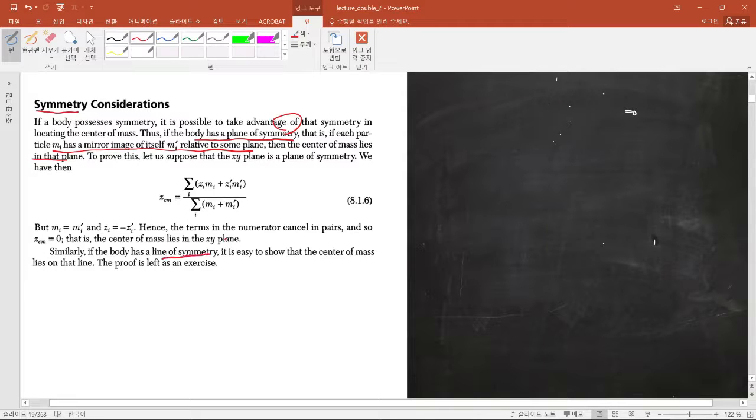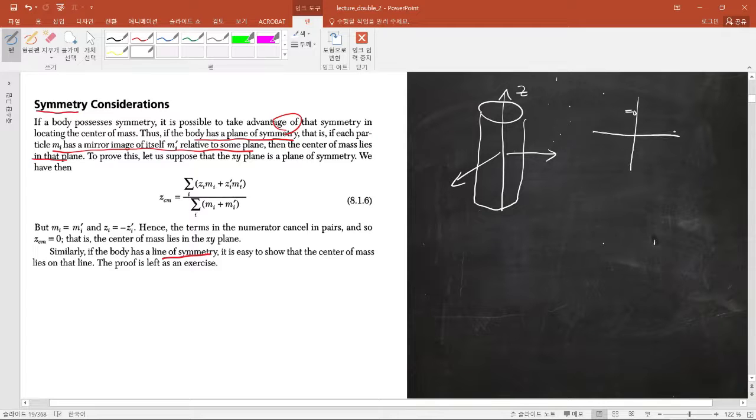if you have a line of symmetry, what is the meaning of line symmetry? You have line symmetry here. Suppose that line symmetry is the z-axis. How is mass distributed? In physics, the best known example is rotational symmetry around this z-axis. So if you look at the xy section, then it is precisely a circle.